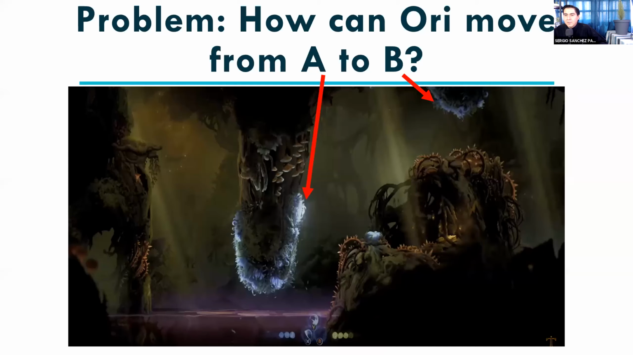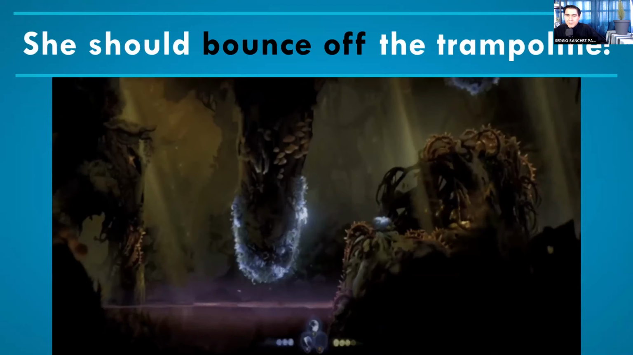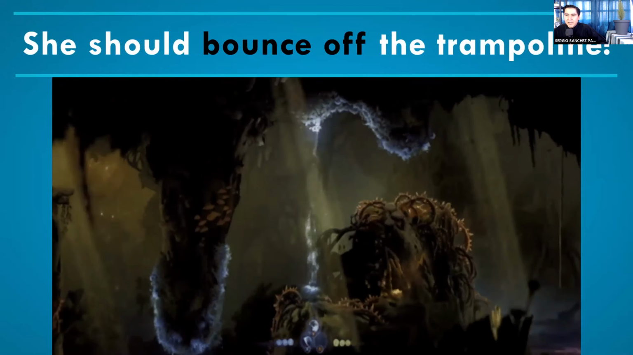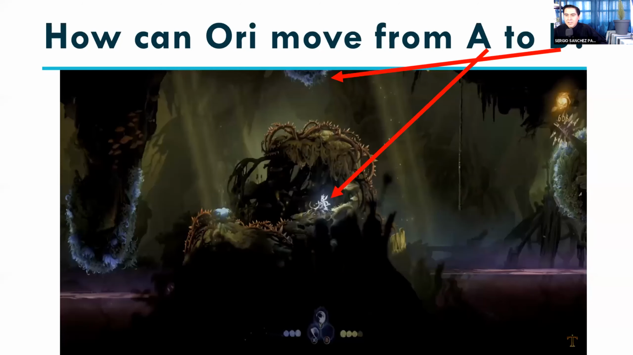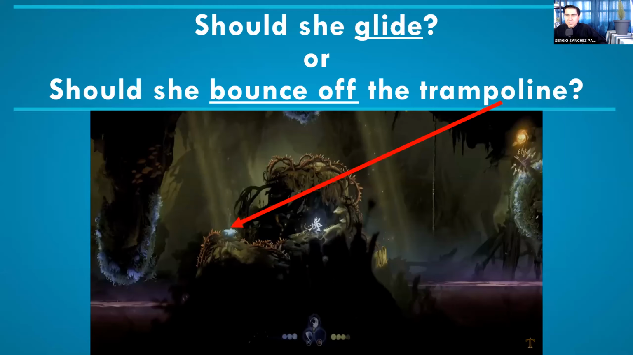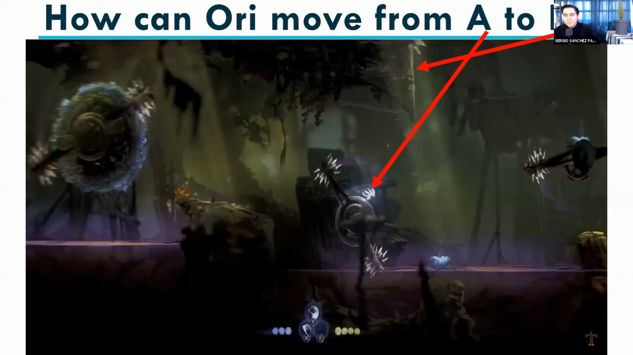Next problem: how can I move from A to B? And I give them two options: should she glide or should she bounce off the trampoline that is being shown by the red arrow? And of course, she should bounce off the trampoline as it is being shown right now. Next, how can I move from A to B? Should she glide or should she bounce off the trampoline? And the answer is she should bounce off the trampoline.